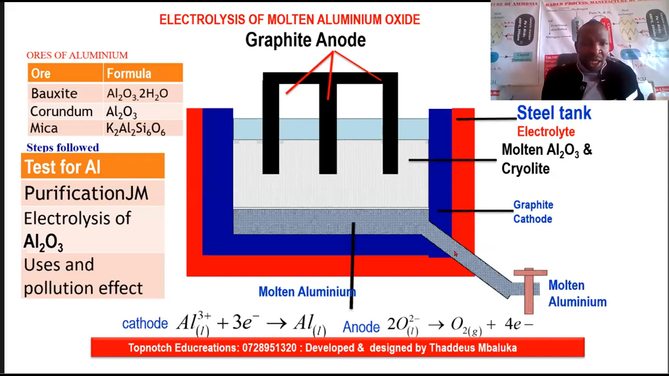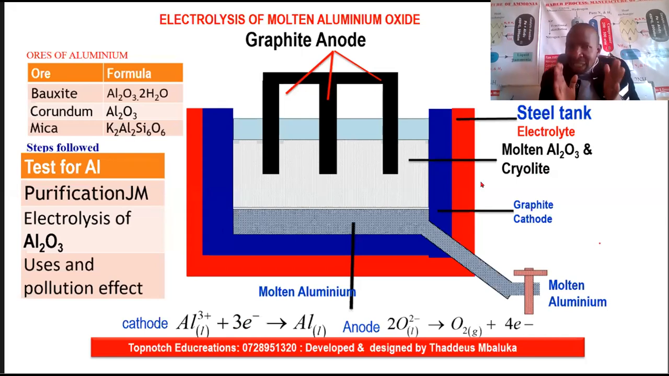So during electrolysis, the electrolysis decomposes the aluminium oxide to aluminium ions and oxide ions. The aluminium ions go to the cathode. They gain electrons to form aluminium. But remember, this is molten, so that's why we are getting aluminium in liquid state. Once it forms, aluminium is denser than the electrolyte. The electrolyte is molten aluminium oxide and cryolite.